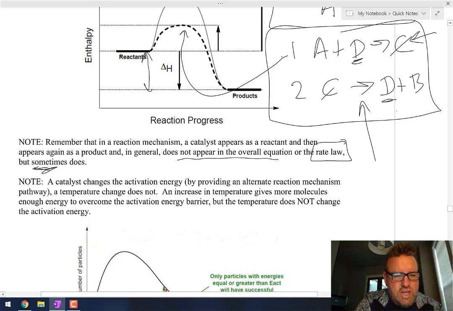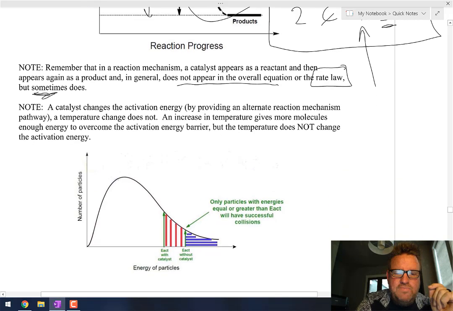When you change the temperature, that does not change the activation energy. An increase in the temperature simply gives more molecules enough energy to overcome the activation energy barrier. I know I've said that a whole bunch this unit, but it's really, really important, and it's really easy to mix up. That, oh, you raise the temperature, sure, the activation energy goes down. No, it does not. Okay?